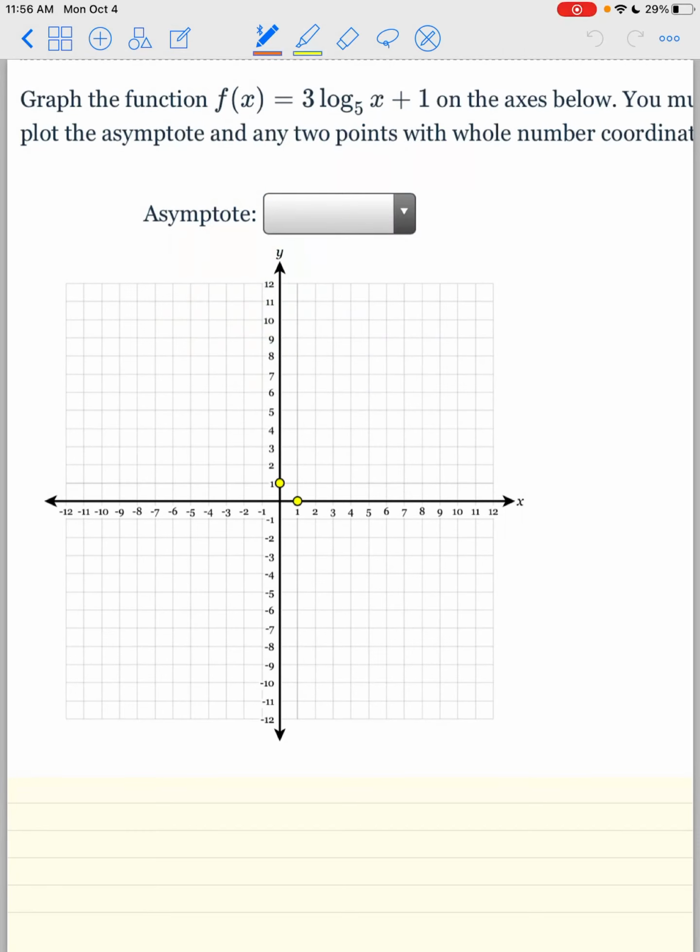Hey guys, welcome back. In this video, I'm going to teach you how to pick appropriate points so you can graph logs and exponential functions.